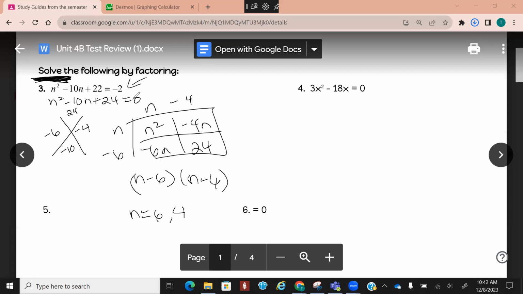Okay, on number 4, is there a C term? No. So what we're going to do for number 4 is we're going to take out the greatest common factor. So we're going to take out a 3x, and that's going to leave us with x minus 6. Again, if we were solving, then this would give us x equals 0 and x equals 6.